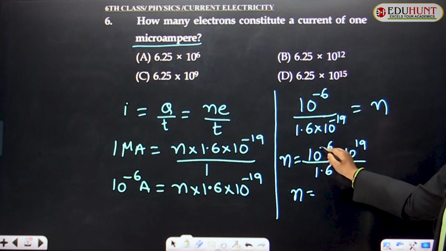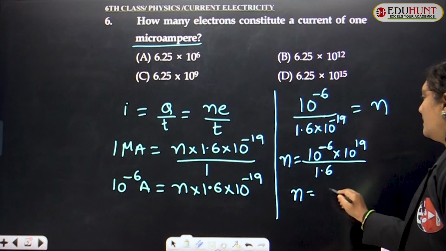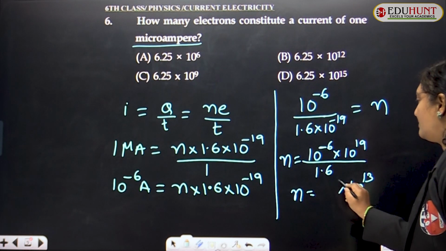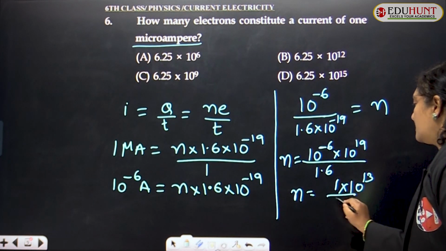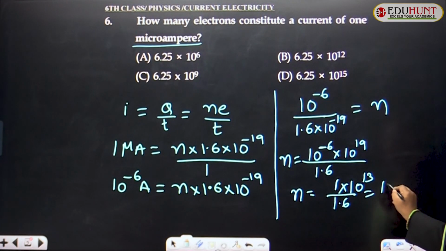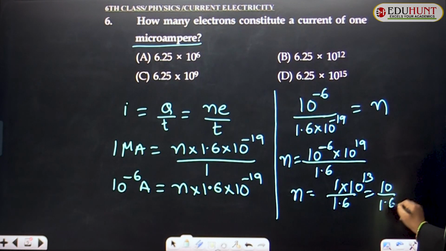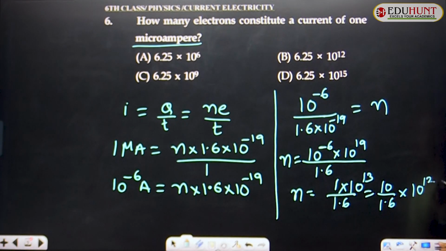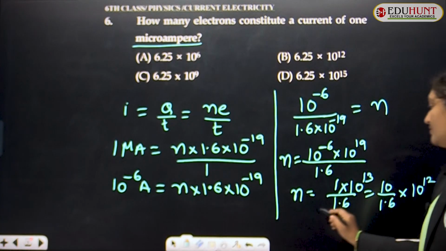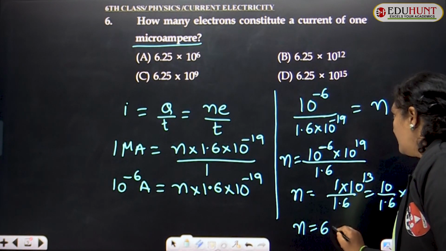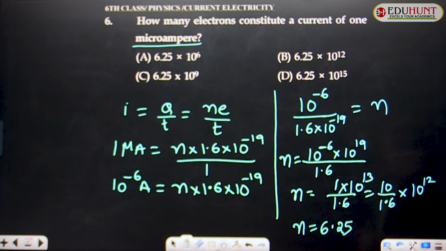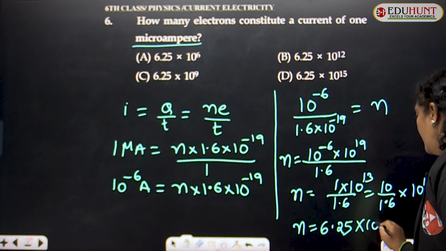Hence, minus 6 and plus 19 will become 10 power 13. So 1 into 10 power 13 upon 1.6 can be written as 10 upon 1.6 into 10 power 12, since I made this 10, so I have to reduce the power by 1. What is the value of 10 upon 1.6, children? If you divide 10 upon 1.6, you get approximately 6.25 into 10 power 12.